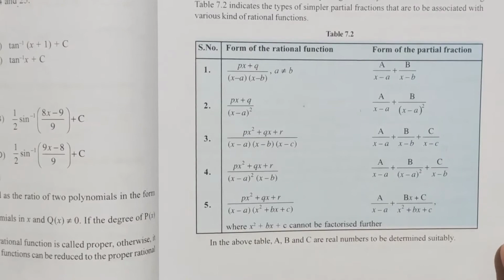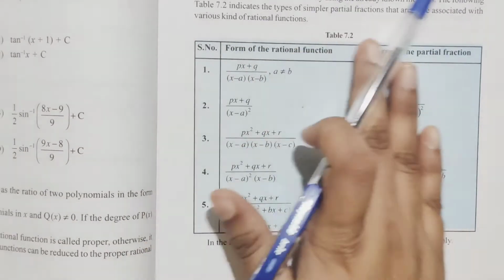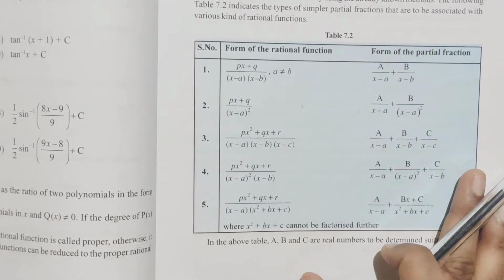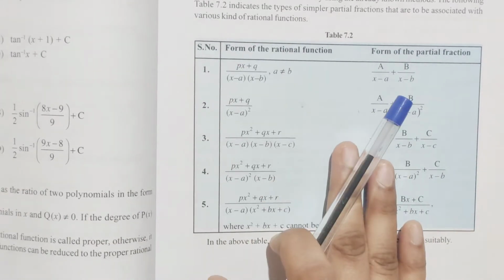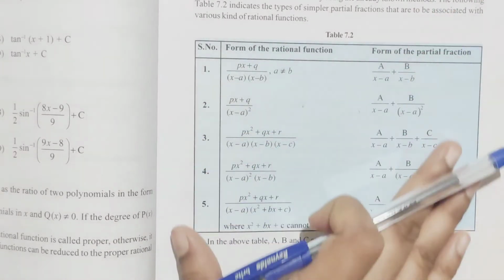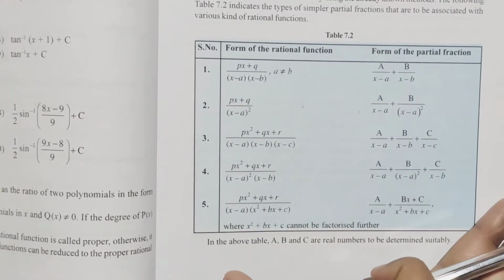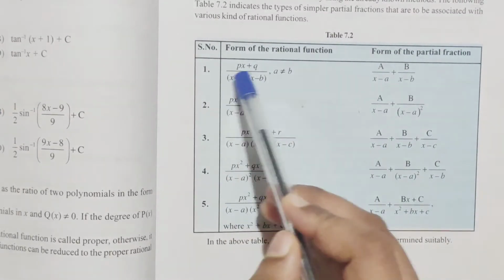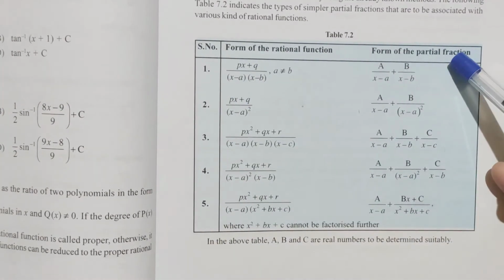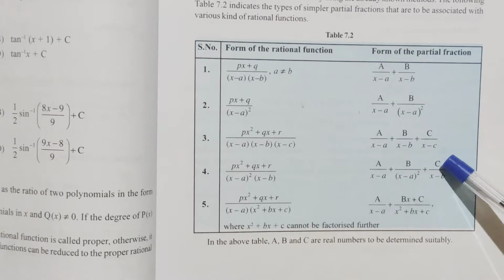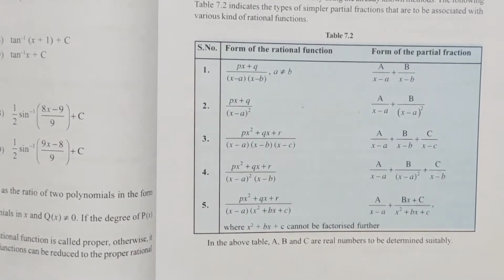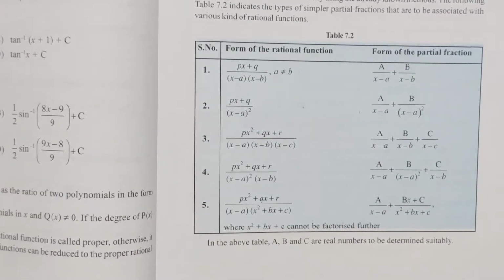Okay, I hope it is clear for you. Please write it down in your notes. It's in the textbook, so I'm not writing it again. Write it down, copy it, your form of rational function and your partial fraction. Okay, we'll proceed with our exercise part.